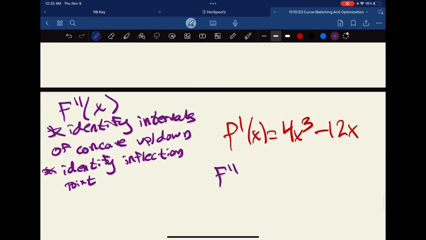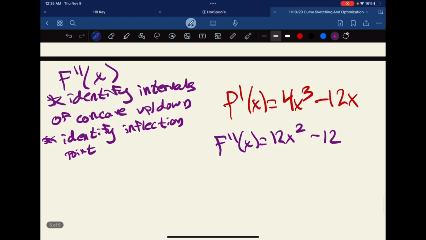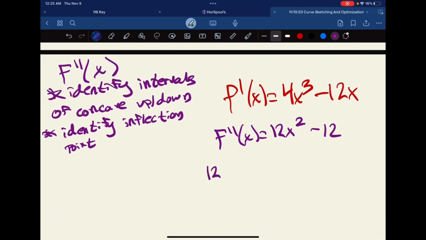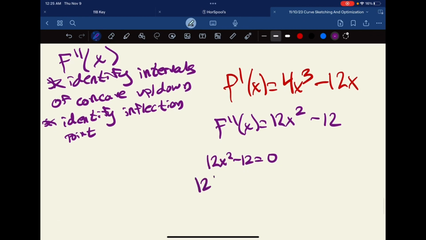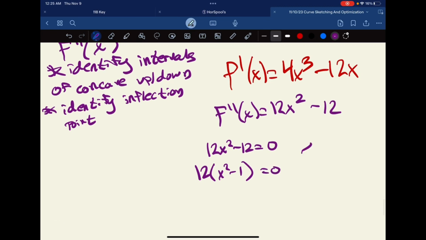So now in order to find our second derivative, we just take the derivative of that, and we get 12x squared minus 12. And so this will factor out nice, because again, we want to set this equal to 0, because we want to make a sign chart for this as well. So let's just factor out that 12. So we can see that this equals 0 when x squared minus 1 equals 0.